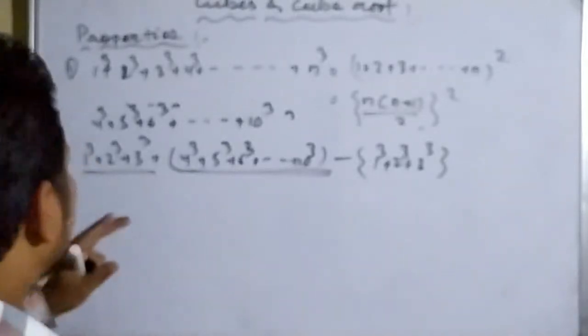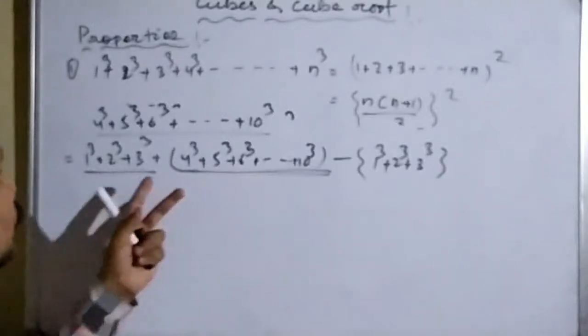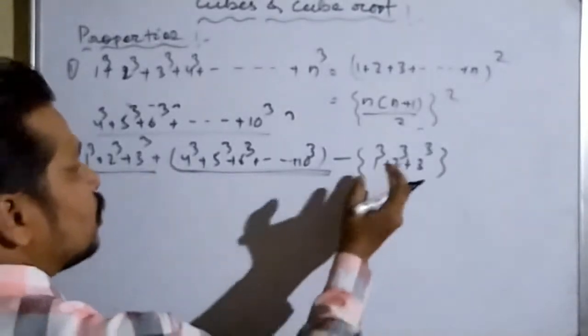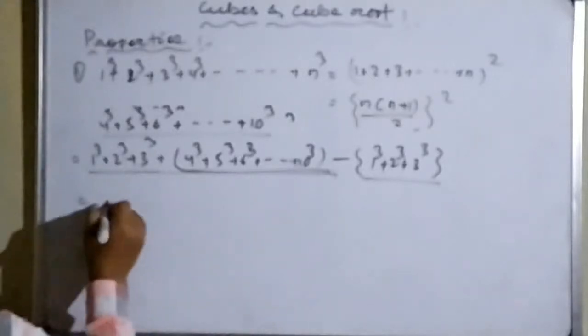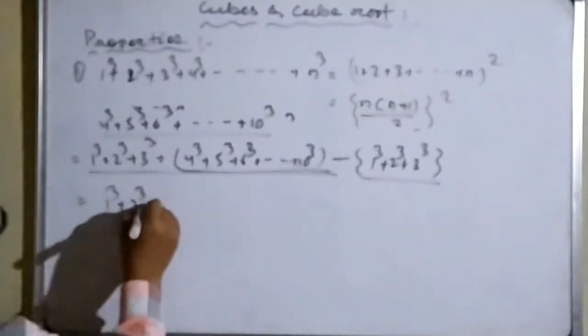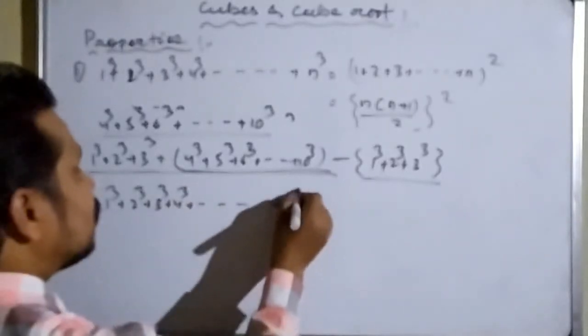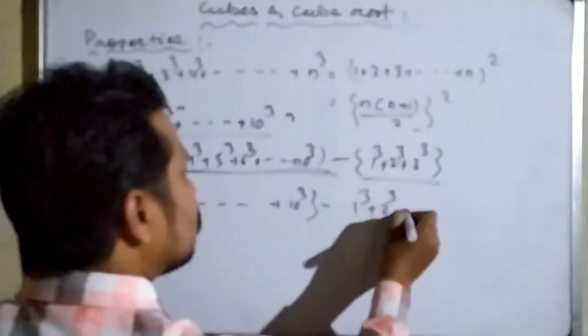Look here at what I am doing. The series is not complete, so for completing the series we have to add some terms, and whatever we add here, we have to subtract to keep things equal. Now starting from here it is a complete series, and this is also a complete series. Now we can write 1 cube plus 2 cube plus 3 cube plus 4 cube plus up to 10 cube, yes or no? And minus (1 cube plus 2 cube plus 3 cube).